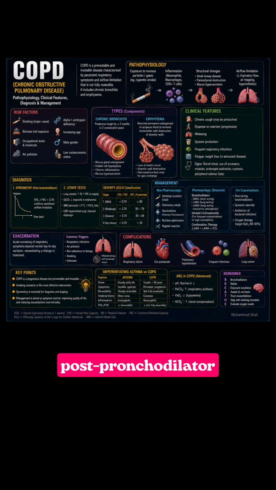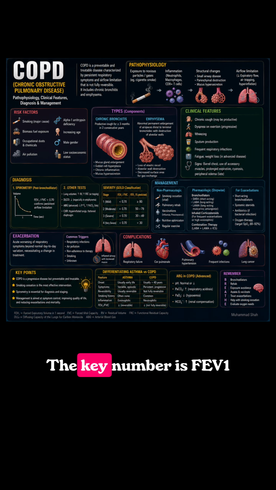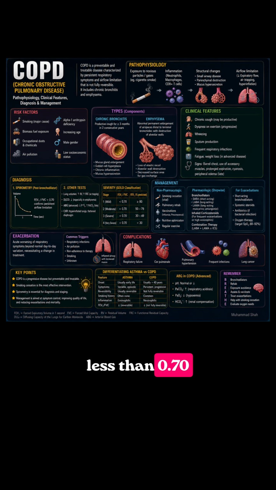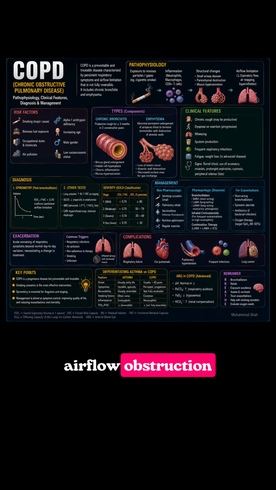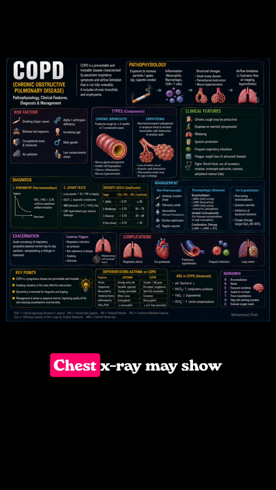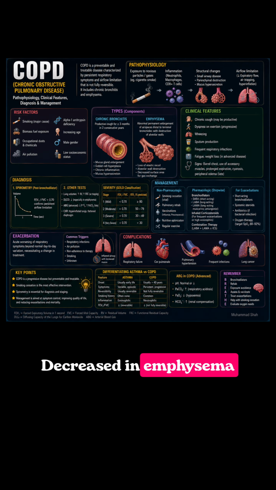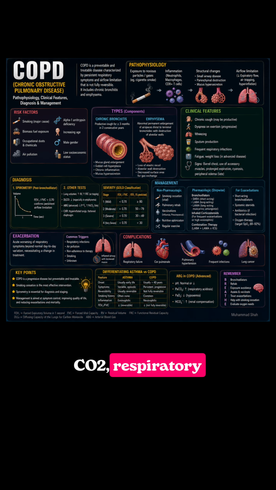Diagnosis is made with post-bronchodilator spirometry. The key number is FEV1 over FVC less than 0.70. That confirms persistent airflow obstruction. Other tests can help. Chest X-ray may show hyperinflation and flattened diaphragms. DLCO is especially decreased in emphysema. ABG in advanced COPD may show hypoxemia, increased CO2, respiratory acidosis, and increased bicarbonate from renal compensation.